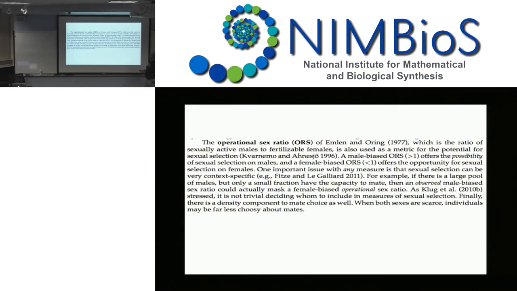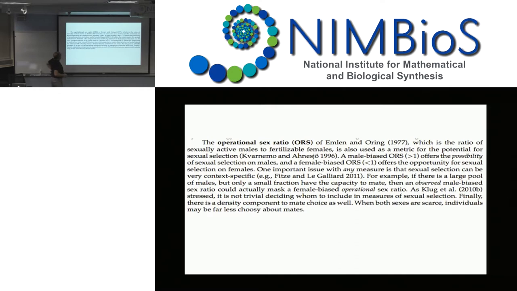The second issue that people have pointed out is you want to look at what's called the operational sex ratio. So let's imagine, so I don't have HR get mad at me, that we're all beetles, and there's male and female beetles here. So I could look around and say the sex ratio is 50-50. But what fraction of the male beetles are mating? What fraction of the female beetles are mating? That's the operational sex ratio.